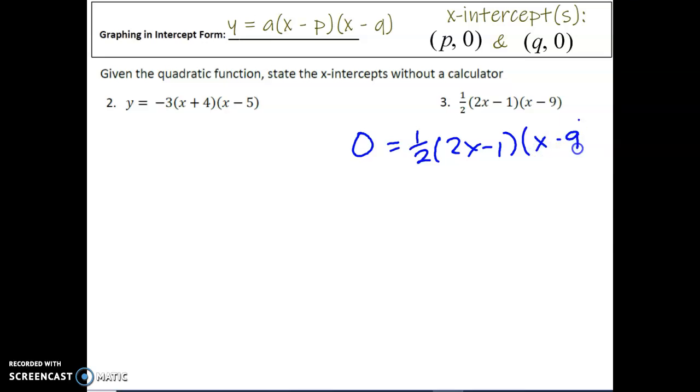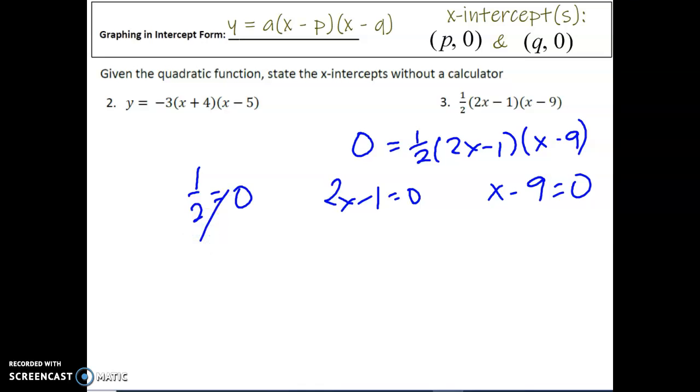And I'll set both of the linear factors equal to 0. So 2x minus 1 equals 0, and x minus 9 equals 0. You may be wondering why I'm skipping over this 1/2 right here. Well, is it true that 1/2 equals 0? No, 1/2 does not equal 0, so we don't write that part down. We only write the ones that have the variable in it.